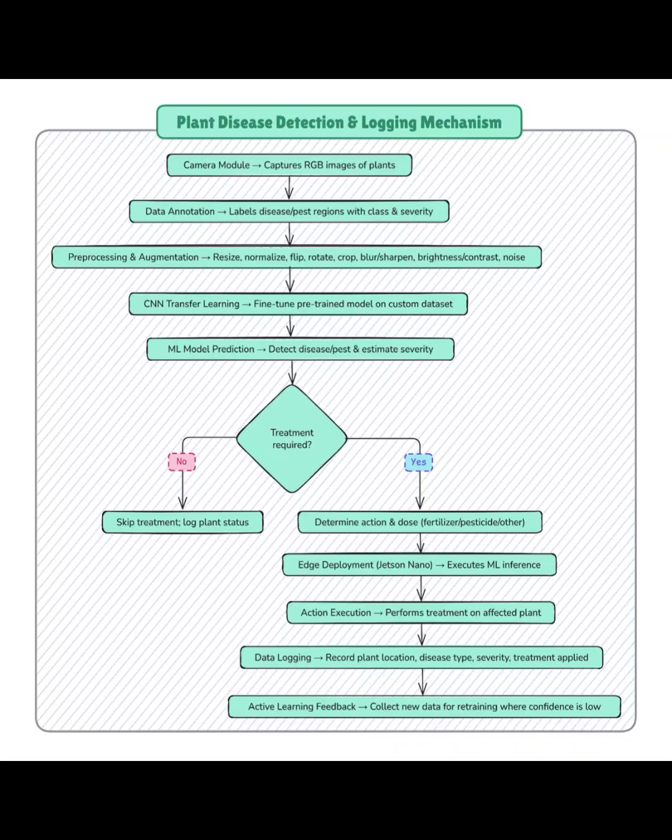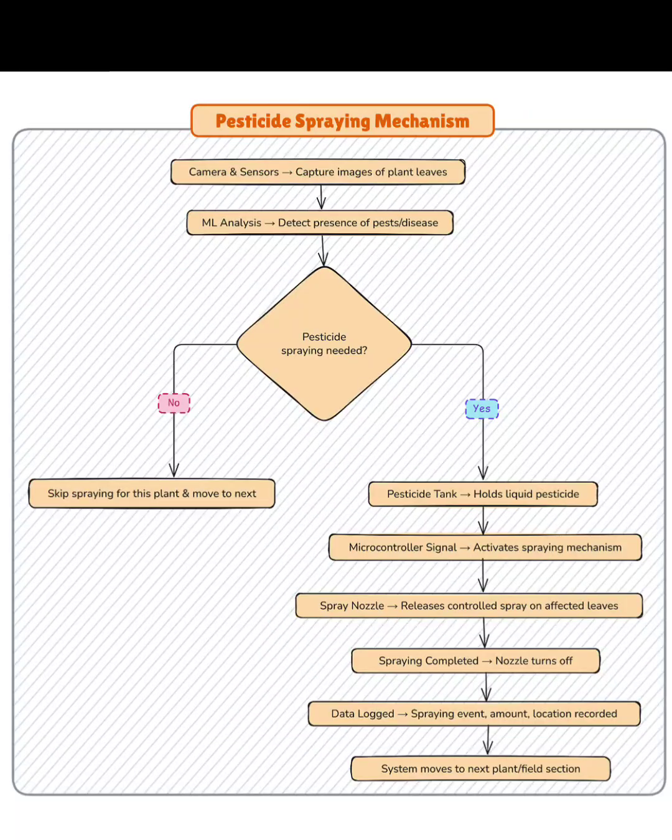Coming to the plant disease detection and logging mechanism, the camera module will first capture the image of the plants. Then our ML model will come into action. It will detect whether disease or pest is present and what the severity is. If treatment is not needed, then it will skip the treatment, log the plant status, and update it on the dashboard. If it's needed, then it will determine the action and dose of the fertilizer or pesticide, and then it will take care of the further process.